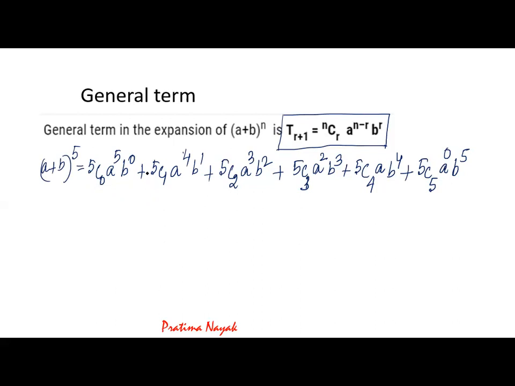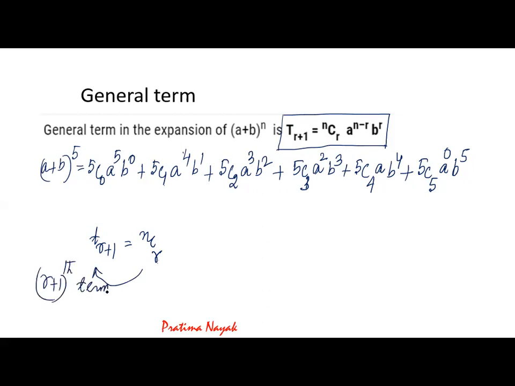If we observe all the terms, when I'm taking the first term, it is 5C0. When I'm taking the second term, it is 5C1. When I'm taking the third term, it will be 5C2. So when I take T(r plus 1), then only I am getting nCr. That's why it is easy to write. Instead of writing r plus 1, I'm writing r here. For the first term it is 0, for the second term it is 1, for the third term it is 2, for the fourth term it is 3. So when it is r, certainly it will be the (r plus 1)th term. So this we call the general term.